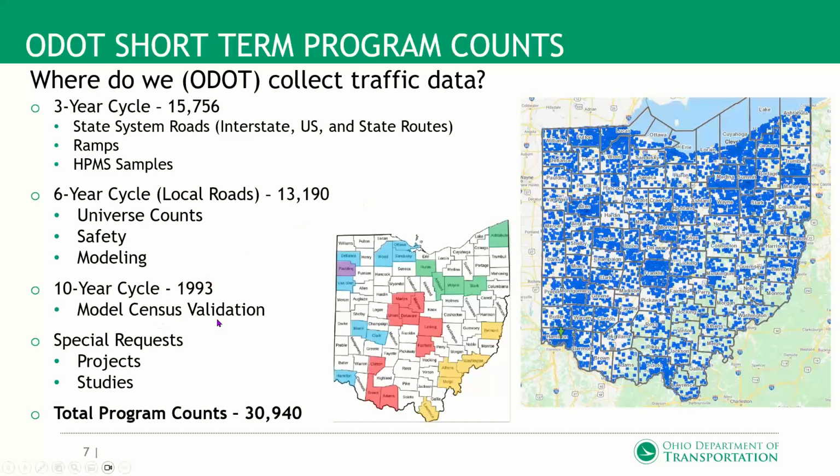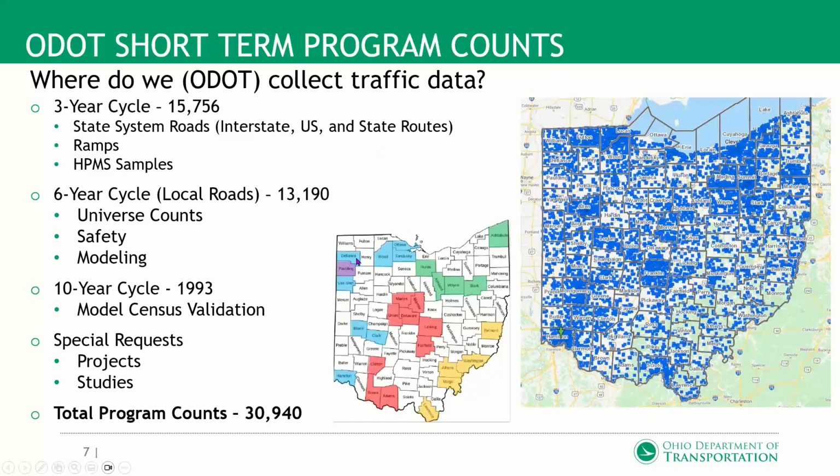Then we also do a batch of counts on a 10-year cycle on a 3-year rotation. It's not the year 1993, it's 1,993 counts, so roughly 2,000 counts every 10 years. And then we also do special requests for projects, for studies, for other things like that. So this is our short-term count program.